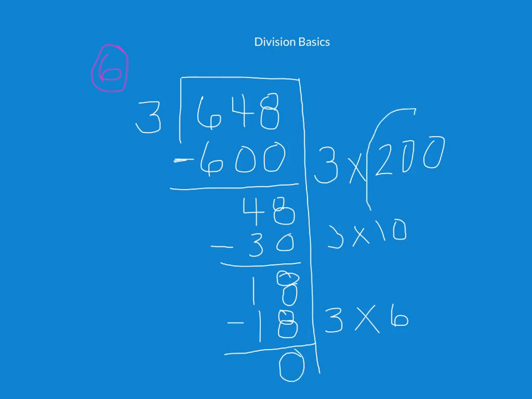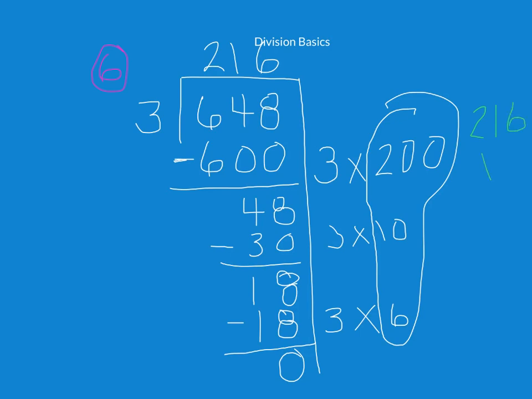So I have 200 groups of 3, 10 groups of 3, 6 groups of 3. So 216 groups of 3. Now, to do my check, I go off to the side and I say I've got 216 in each group. I have 3 groups.